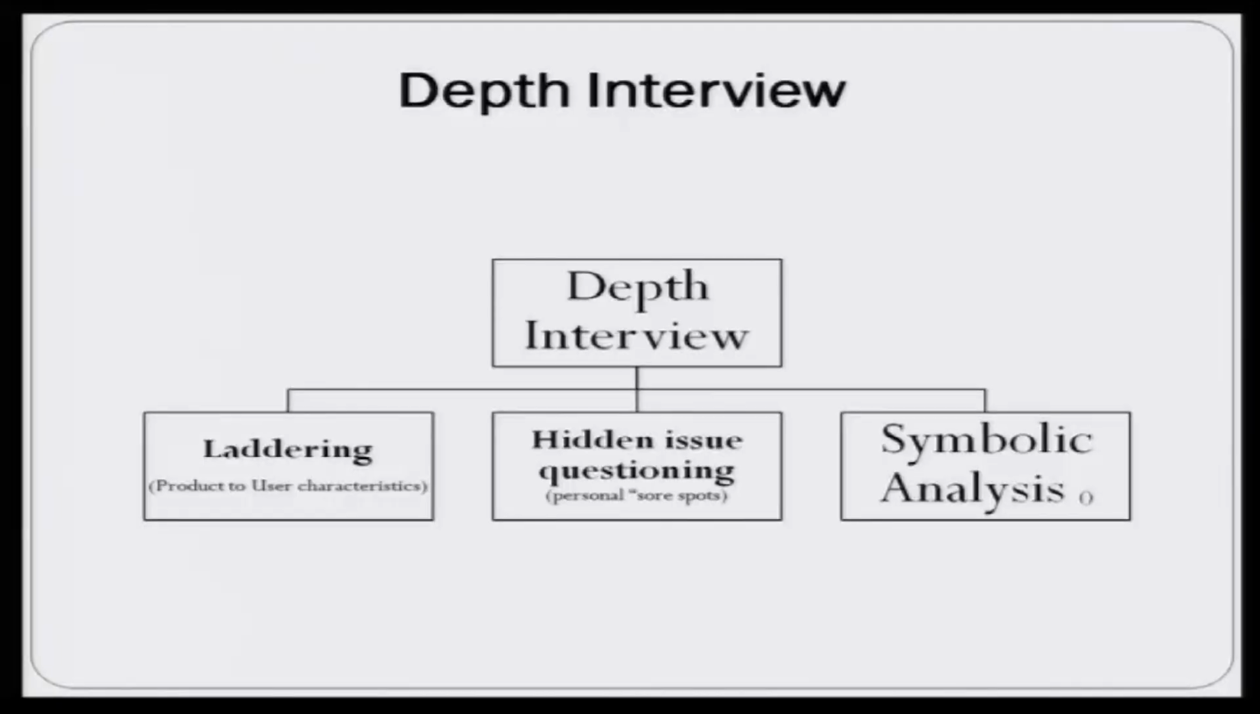Now you see that depth interviews could be of different forms. One of the very common types of depth interviews is also labeled as laddering. What happens in this laddering technique is that the interviewer starts by asking the respondent about product characteristics, and tries to understand the motivational level or user characteristics that are prompting the particular user to go for a particular product or service.